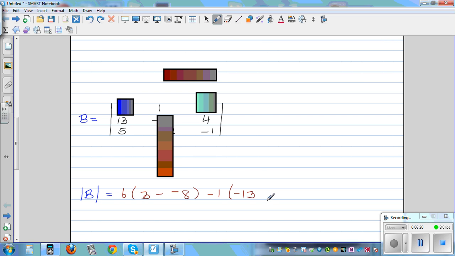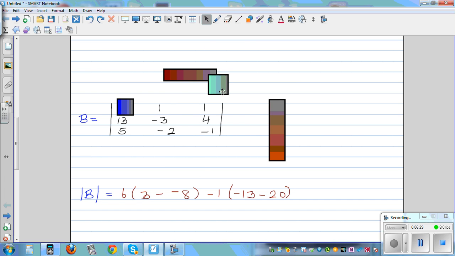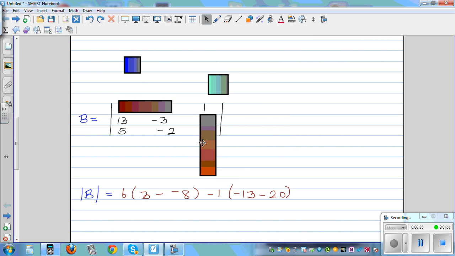You have to be very careful in the calculation, because if you make one mistake, the whole thing is going to go wrong. And finally, when you have 1, you have to cover this. I'm going to cover this, and I'm going to cover this. So if you do the cover-up method properly, this is plus 1 times 13 times negative 2 is negative 26, take away negative 15. It's better to do more steps. So this is 6 times 8 plus 3, which is 11, minus 1 times minus 36.